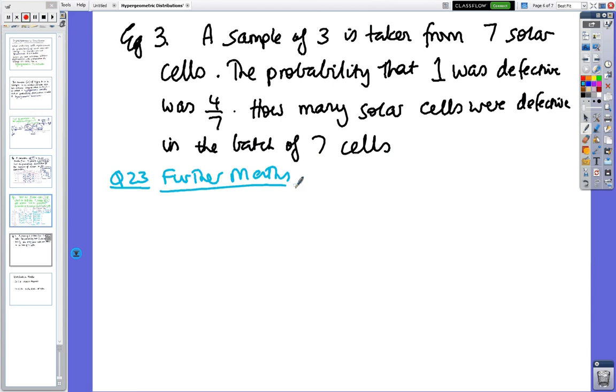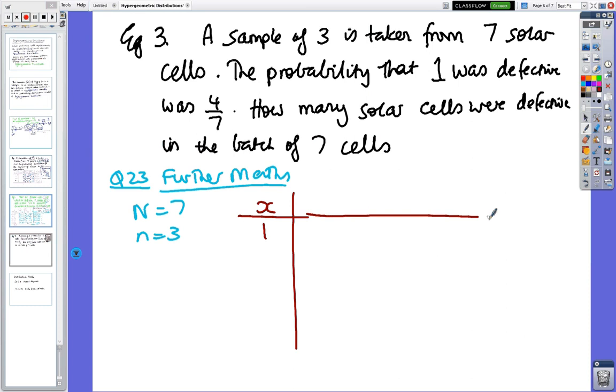So what we've got is, we know the sample size is 7. The largest group we're taking from is 7. The sample we're taking is 3. But we don't know how many defectives we've got. So when I did this, I just did it as a trial and error type approach. Okay, so we know that x is 1. So what we're trying to do is work out how many defectives there are.